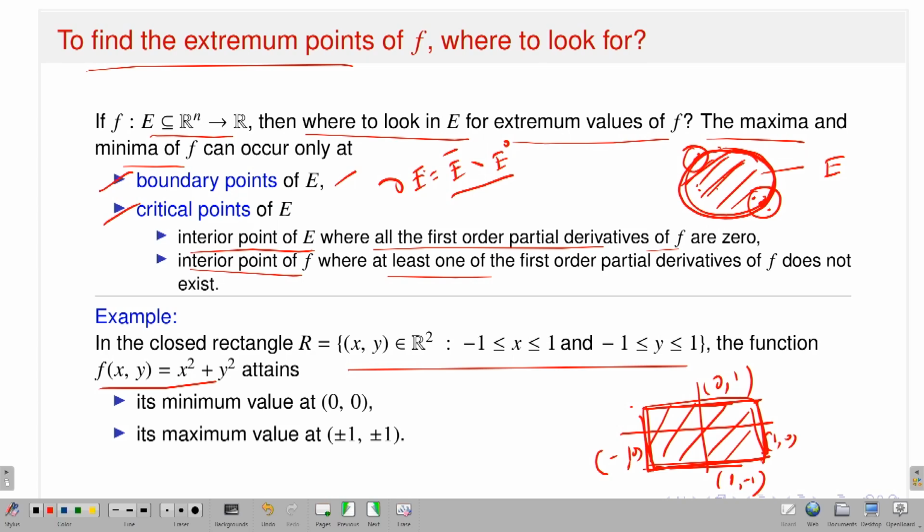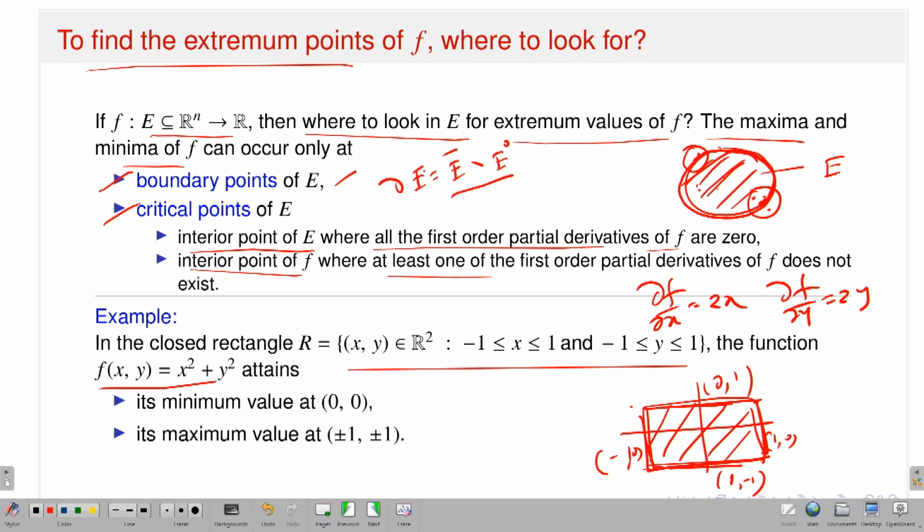And now you have to find the interior or critical points. The function is very nice, so you just calculate del f del x and del f del y. I have done it in my last lecture. So what is del f del x? Your del f del x is nothing but 2x, and your del f del y is nothing but 2y. Since partial derivatives exist at all points, there does not exist any point where one of the partial derivatives does not exist. That case will not occur here because your function is nice.